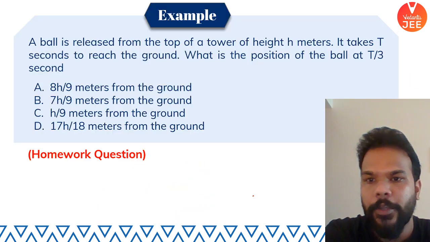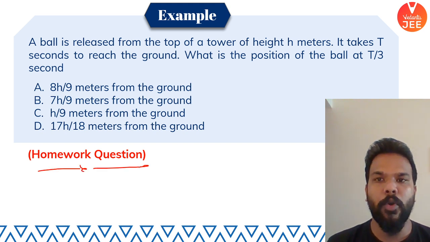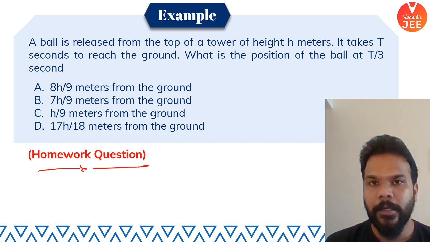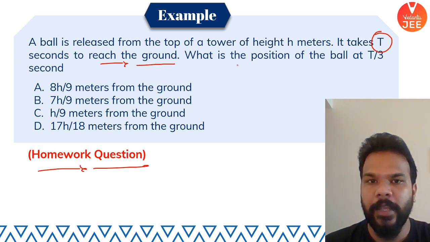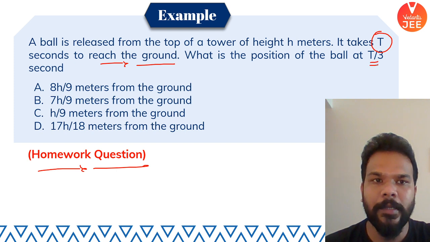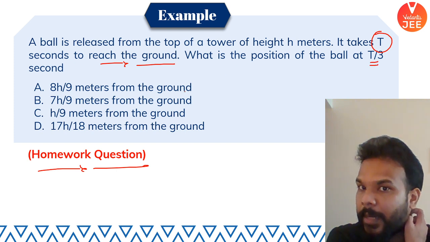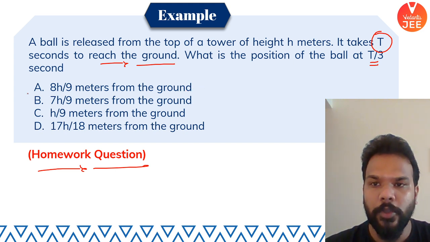Cool. Now for you guys to try at home, the question for the day. We have a ball which is released from the top of a tower of height h meter, and it takes capital T time to reach the ground. We have to find out the position of the ball at t by 3 seconds. So at t by 3 seconds, what exactly is the position of the ball that you have to find out? Your options are here for all of you to see.